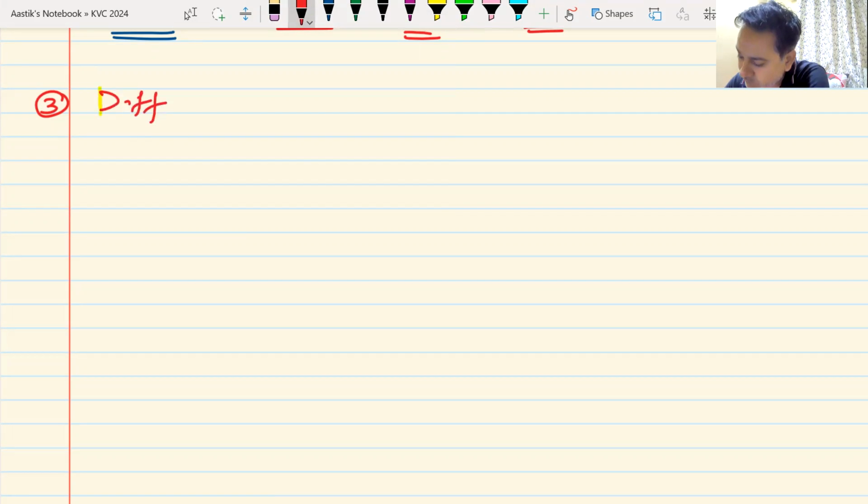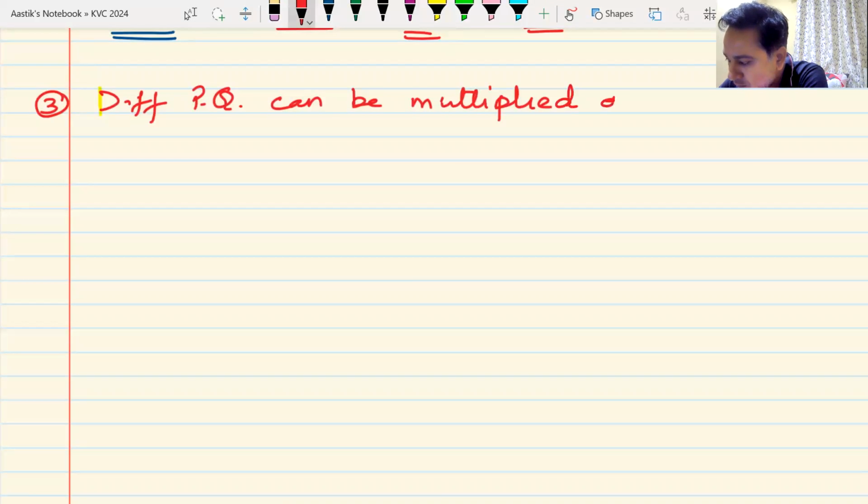Different physical quantities (PQ) can be multiplied or divided. I hope I am making sense and I am proving everything that I am saying. I'm proving it with examples that physical quantities which are the same can only be added or subtracted. Physical quantities which are different can be multiplied or divided.